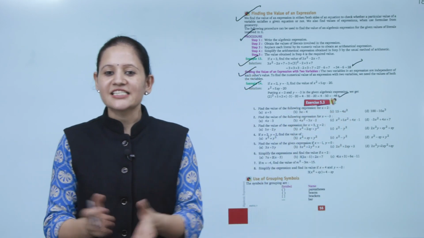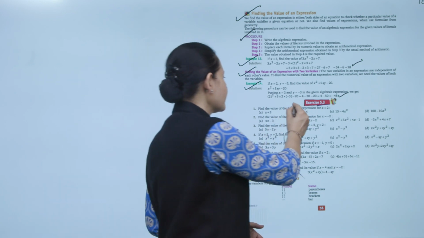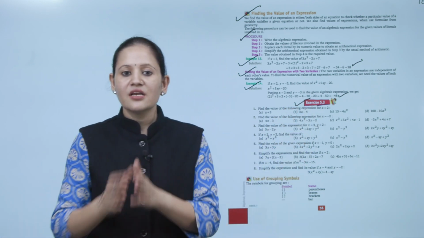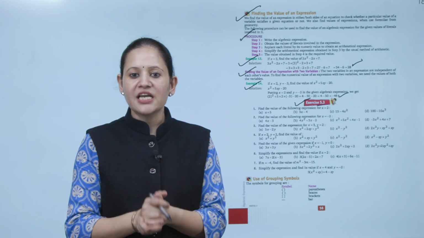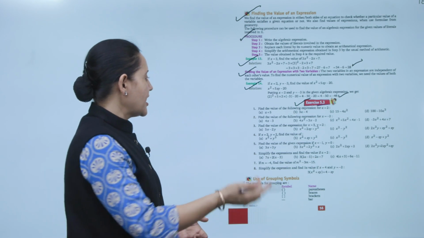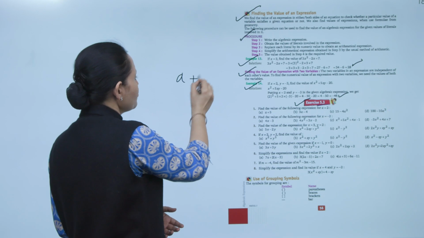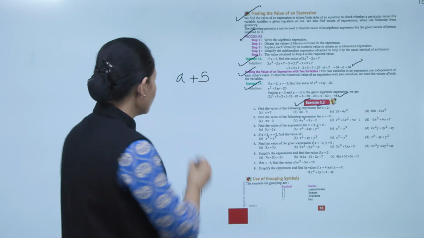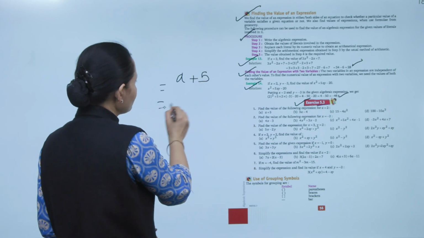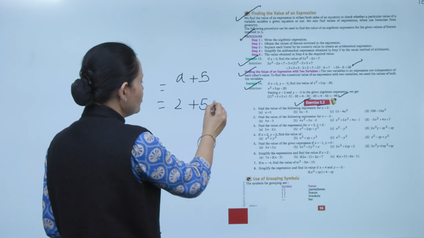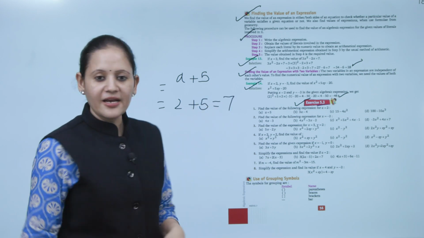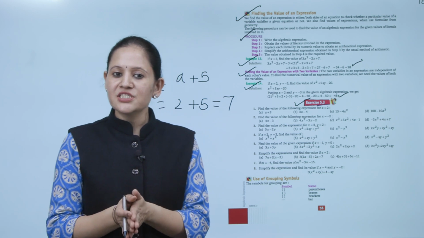Clear? Next is exercise 5.3. Find the values of the following expressions as a equals 2. a plus 5. So we have to put a equals 2. So that is equal to 2 plus 5, that is equal to 7. Clear? So you have to practice all the questions of this exercise.